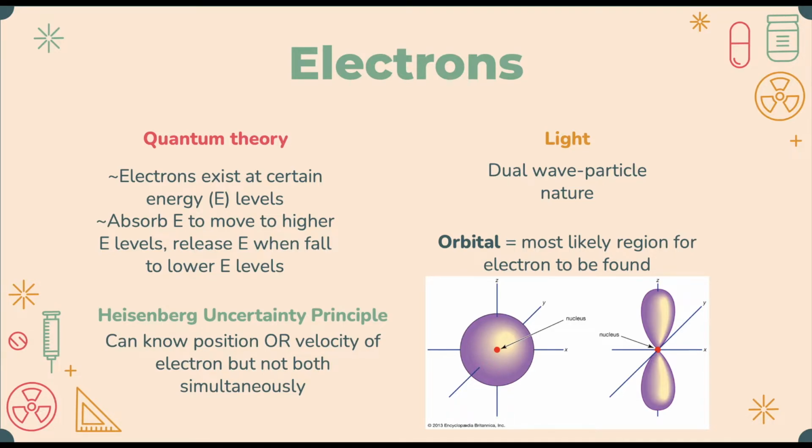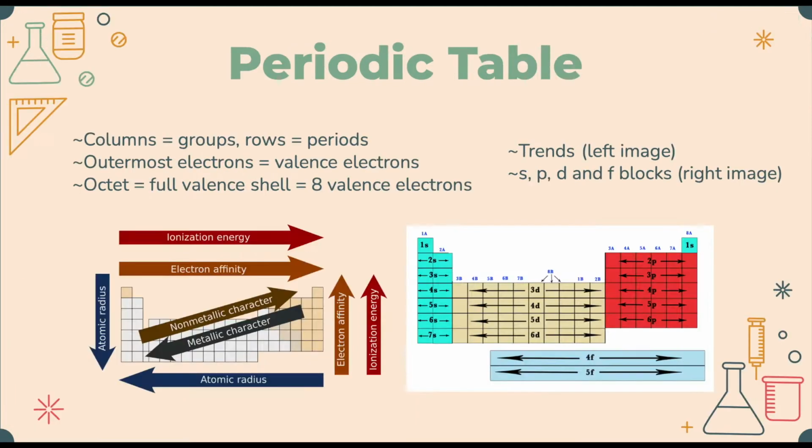The Heisenberg uncertainty principle states that we can either know the position or the velocity of an electron, but not both simultaneously. An orbital is a 3D space around the nucleus of an atom, which shows the region where an electron is most likely to be found. The columns in the periodic table are called groups, and the rows are called periods. We can use the periodic table to see certain trends, such as electronegativity, or the strength with which an element pulls electrons towards itself, and atomic radius, or the radius of an atom.